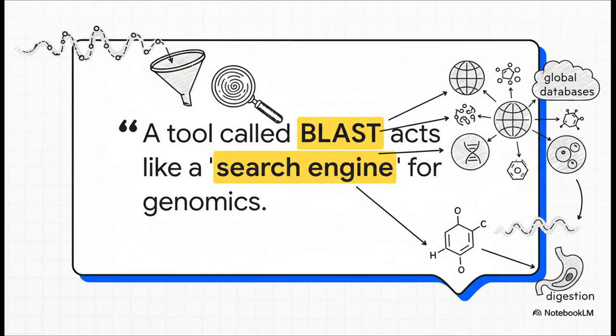So how does that general automated annotation actually work? Well, one of the real workhorse tools is something called BLAST. And the best way to think of BLAST is that it's basically a search engine for genomics. You take your new unknown gene sequence, you plug it into BLAST, and it scours these global databases to find the closest known match. So if your gene matches a known gene for, let's say, digesting sugar, you can make a pretty good guess that your new gene probably does the same thing.